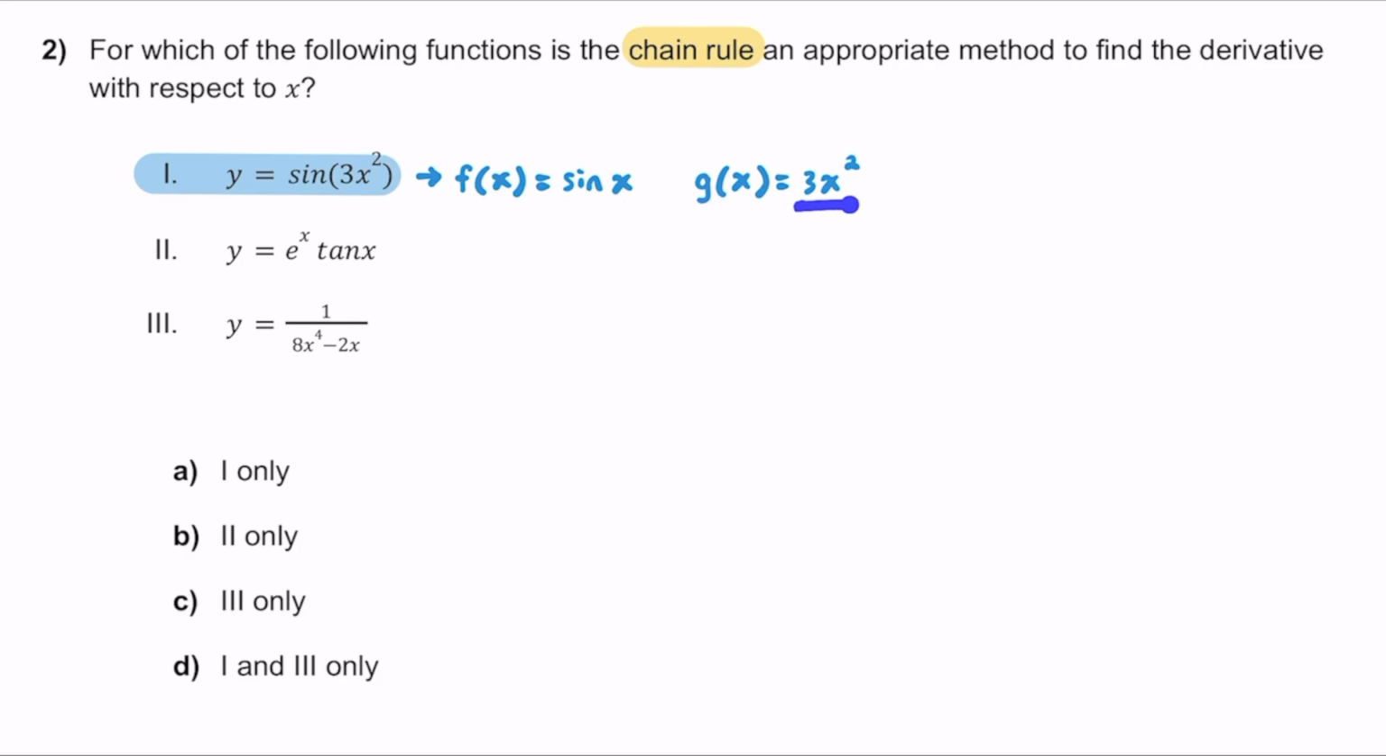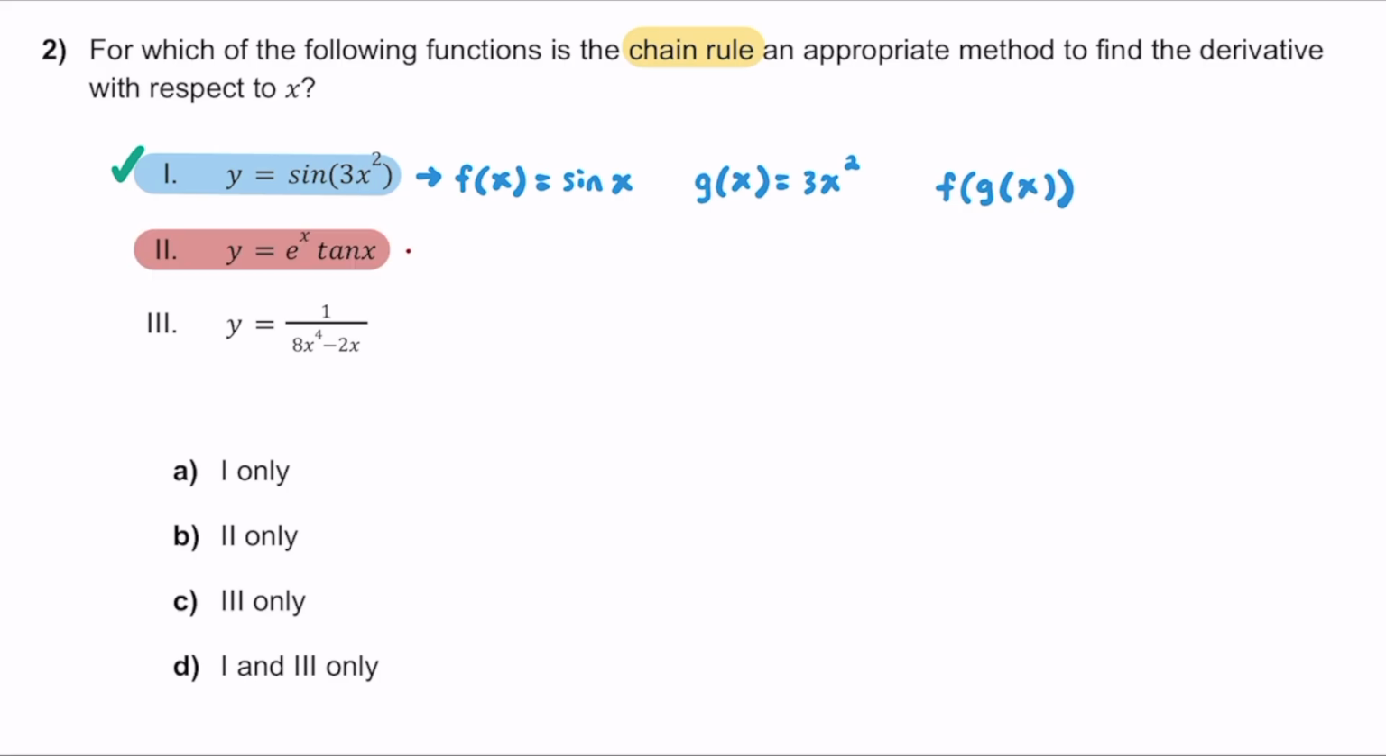Because this 3x squared, or this g of x function, is being input into this sine of x function, we can go ahead and write this as a composition function, and we are basically saying this is going to be f of g of x. It makes sense to go ahead and use the chain rule to take the derivative of this first function.